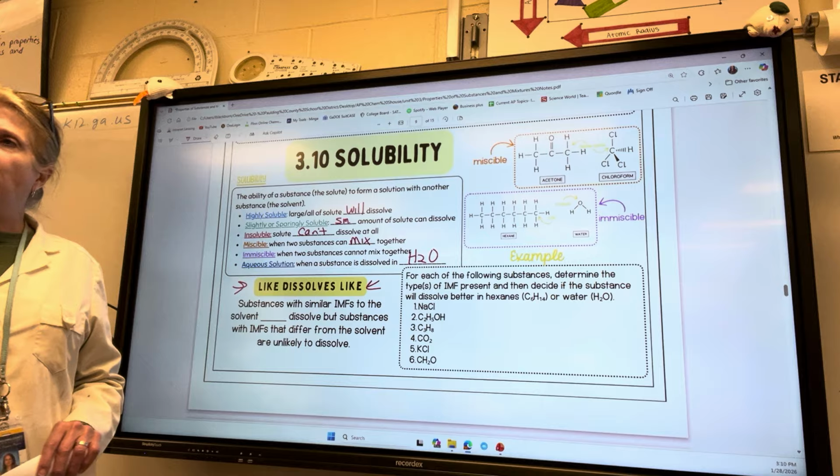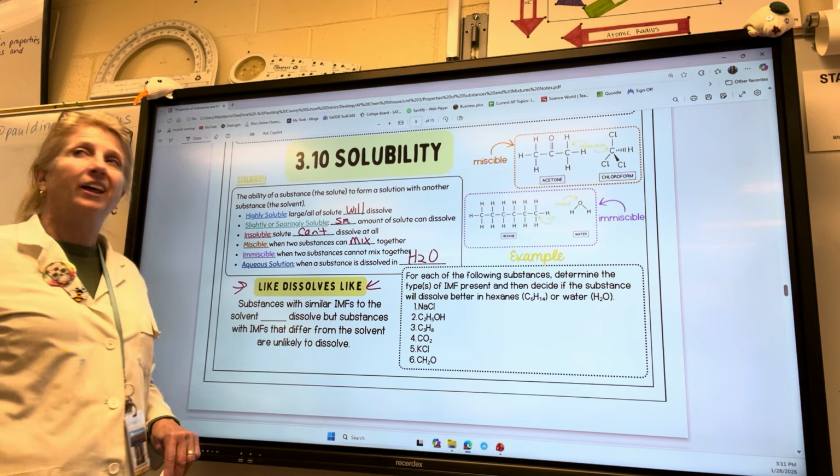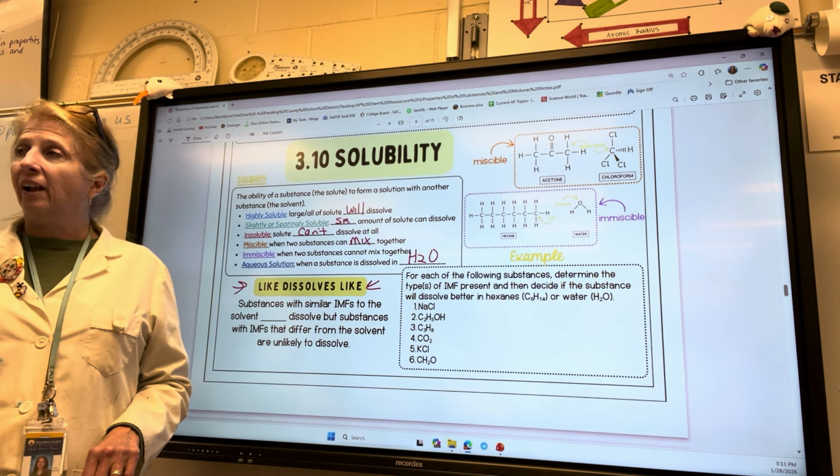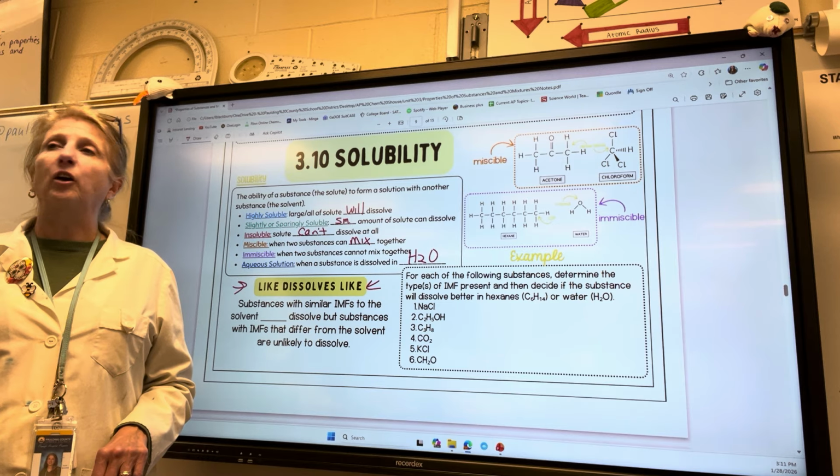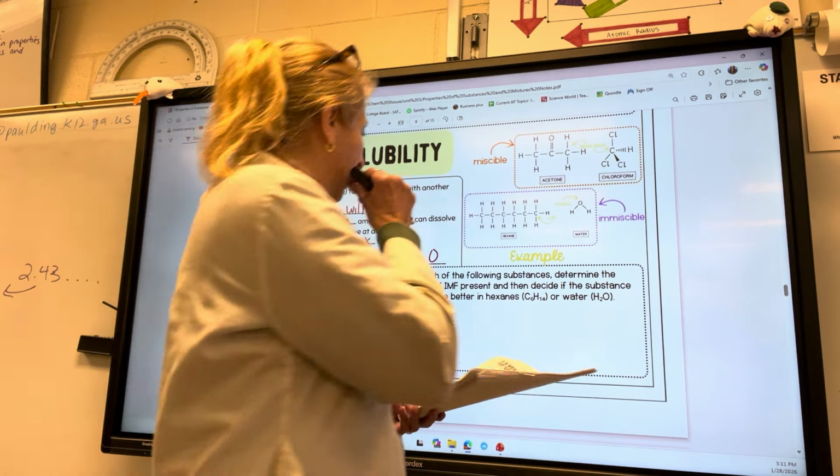It works. However, on the AP test, they will not let you say like dissolves like. You have to say why. You have to talk about the intermolecular forces. Substances with similar intermolecular forces to the solvent will dissolve, but substances with intermolecular forces that are different from the solvent are unlikely to dissolve. So this tells you the answer on the AP test, but this is what you write down. Like dissolves like.